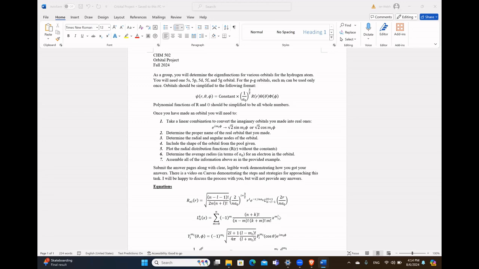So we're just going to plug in some numbers, do some math, simplify, and then we'll have a function that describes the orbital. Once we have an orbital, we're going to want to do these following steps here. So we're going to take a linear combination to make the imaginary orbital into a real one. Determine the name of the orbital, so like px, py, pz, that sort of thing. Determine the nodes, find the shape of the orbital from a list of given orbitals, plot the radial distribution function, and then determine the average radius and assemble all of this stuff as in the provided example.